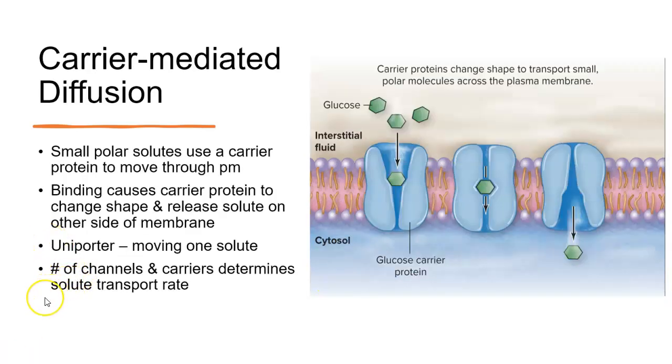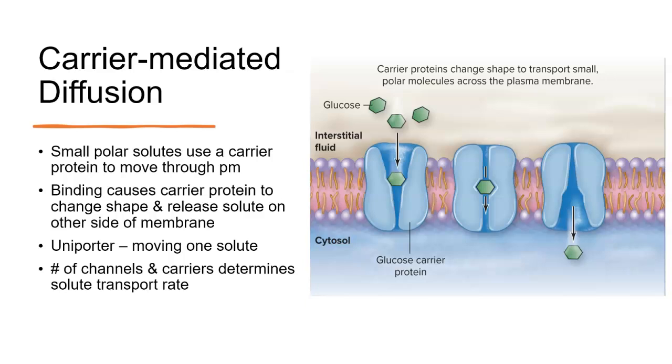Carrier mediated, remember, has to have some help. So small polar molecules use a carrier protein to get from one side of the cell membrane to the other. The binding causes the carrier to change shapes, and when it does so, it opens up and releases whatever that solute is to the other side of the membrane.